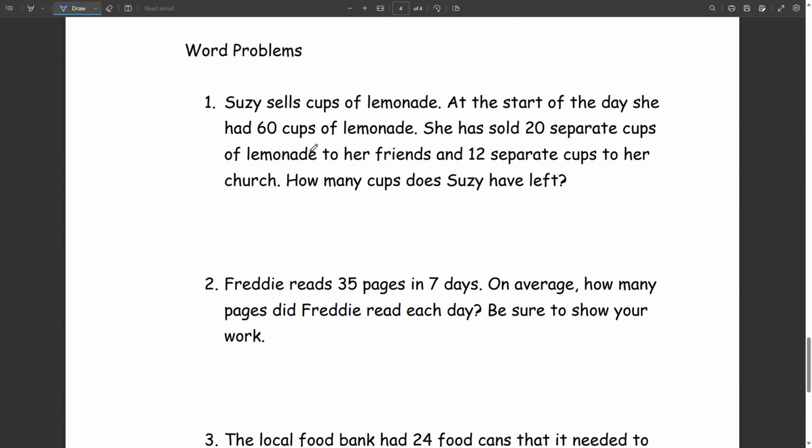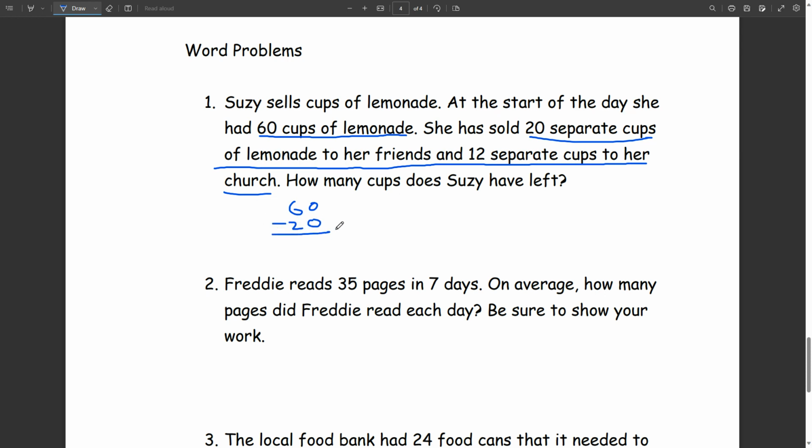Okay, finally, word problems. So Susie sells lemonade. At the start of the day, she has 60 cups of lemonade. She has sold 20 separate cups of lemonade to her friends and then 12 separate cups to her church. So how many cups does Susie have left? So she starts out at 60, so we can write 60, and she sold 20 different cups.